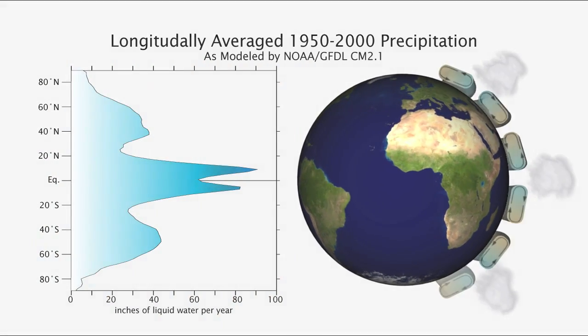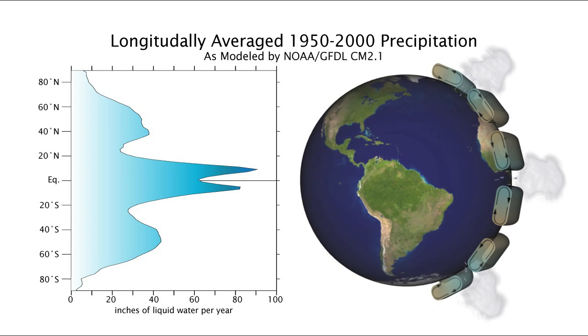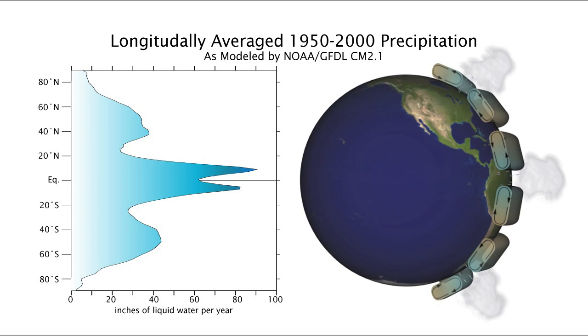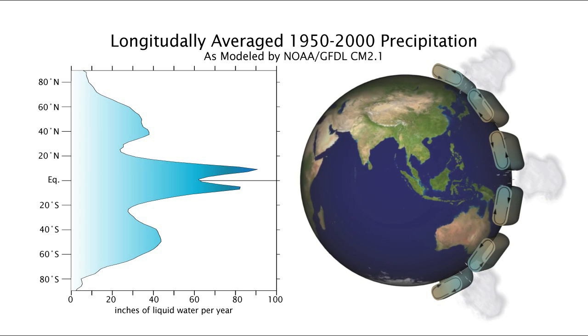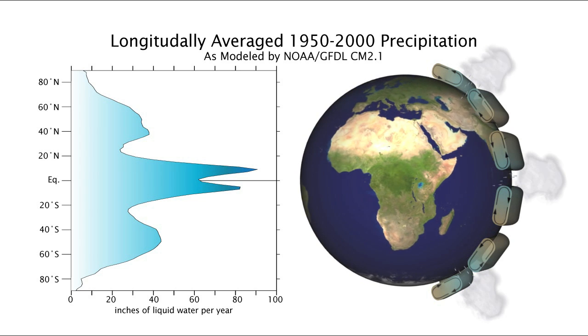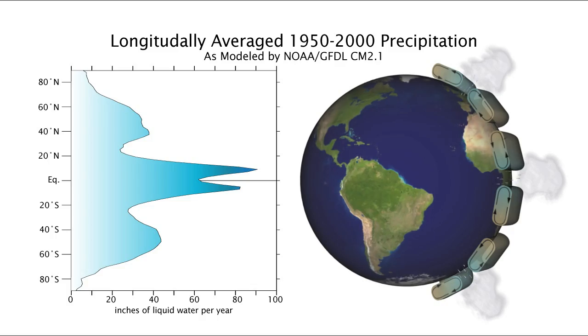In response to increasing greenhouse gas levels, air temperature rises. As the atmosphere warms, it is capable of holding more water vapor, and computer climate models, as well as observations, indicate that the amount of water vapor in the atmosphere is increasing.